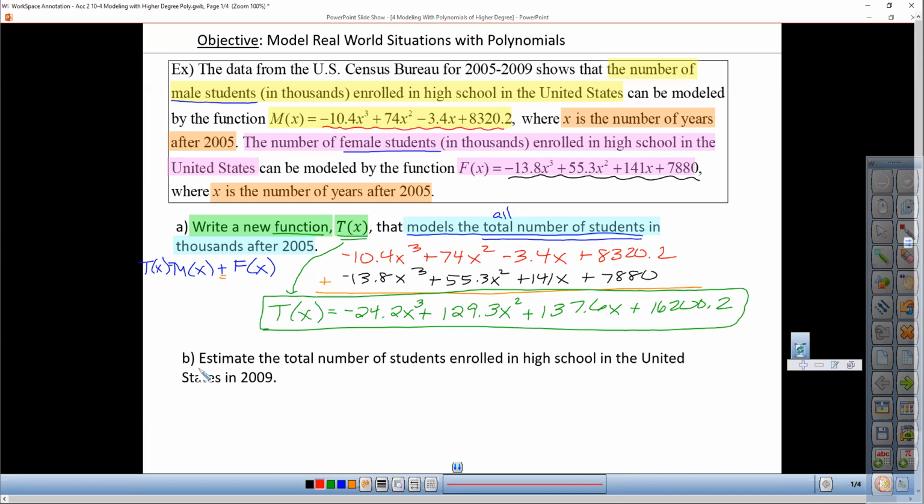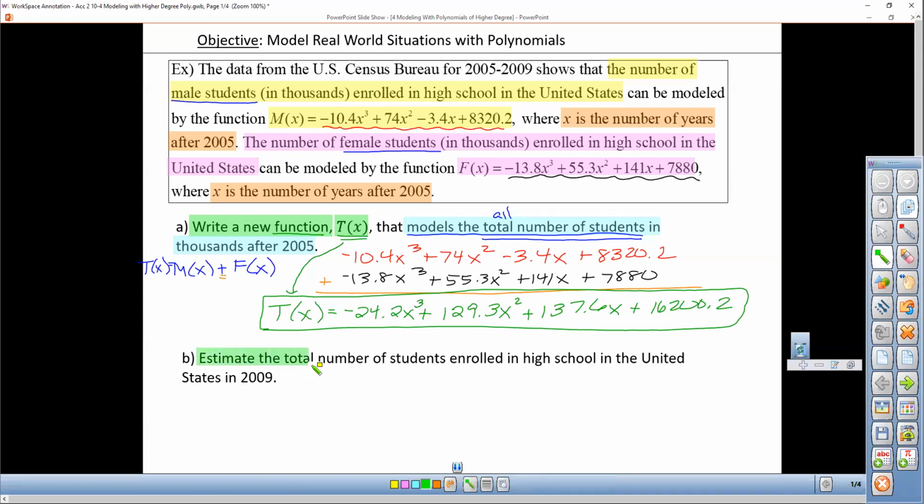All right, so now moving on to part B. Now be careful, don't make assumptions. Lots of times part B will have you use your function in part A, but it doesn't have to. It could actually be a question that uses one of the original functions, such as m of x or f of x. So always read carefully what you are evaluating. So here we are to estimate the total number of students enrolled in high school in the United States. And so because I am estimating a total number of students, and t of x is about total, then I'm going to use t of x.